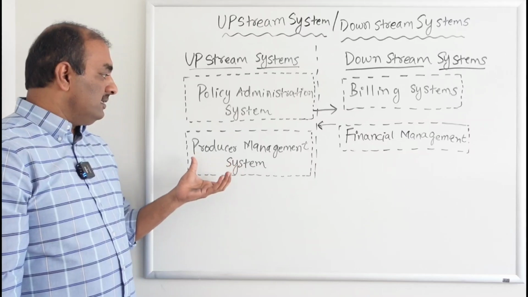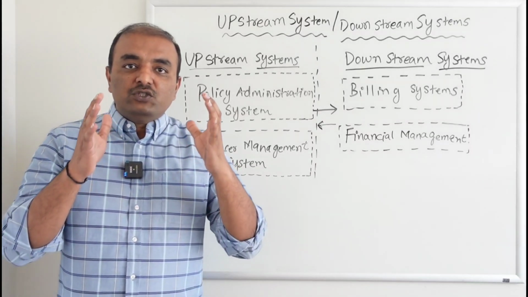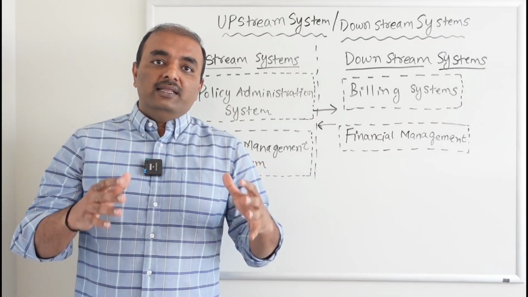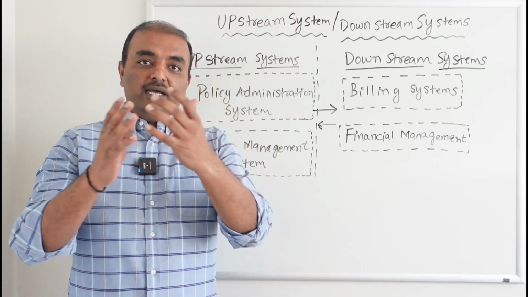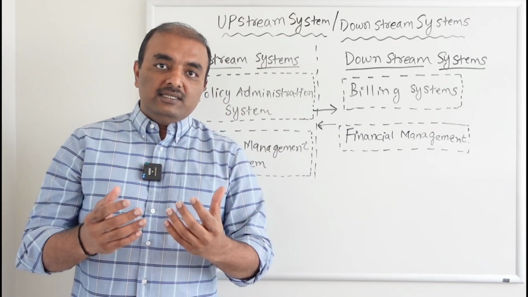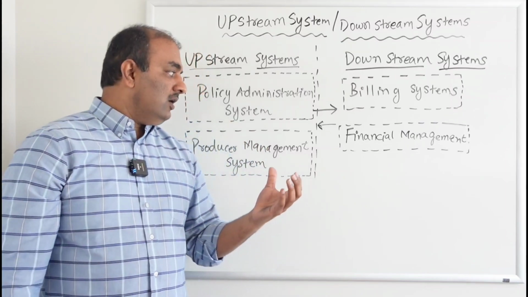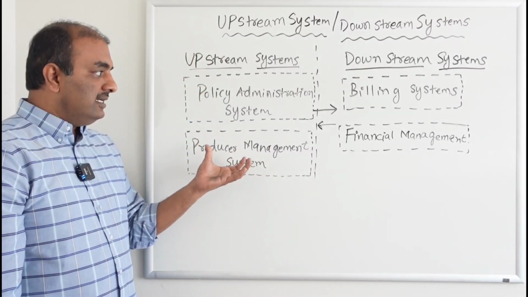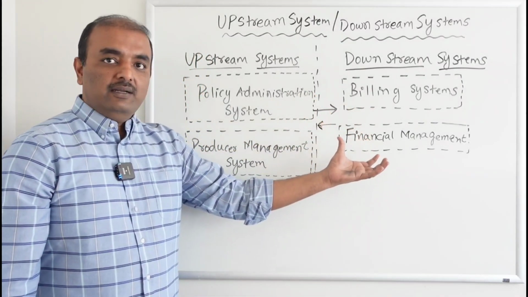Similarly, the producer management system holds the actual brokers, which are the entities that bring more business to the insurance carrier. In turn, they get some kind of commission. The producer data gets sent to the billing system and the financial management system.